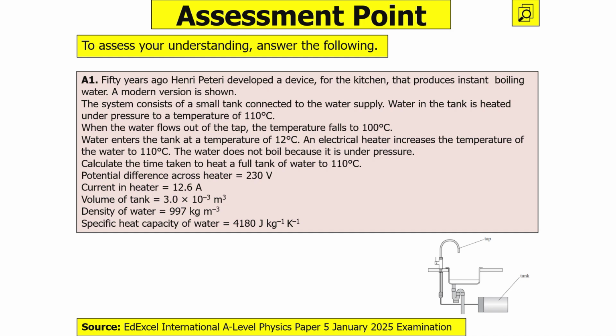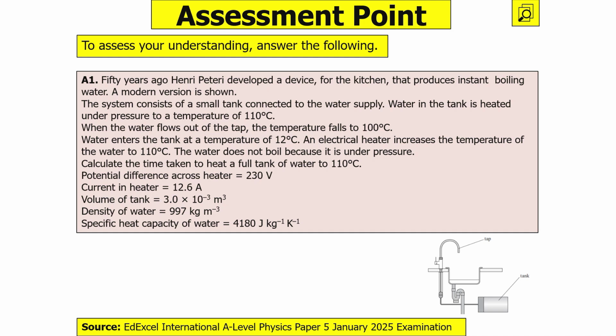A modern version is shown. The system consists of a small tank connected to the water supply. Water in the tank is heated under pressure to a temperature of 110 degrees Celsius. When the water flows out of the tap, the temperature falls to 100 degrees Celsius.